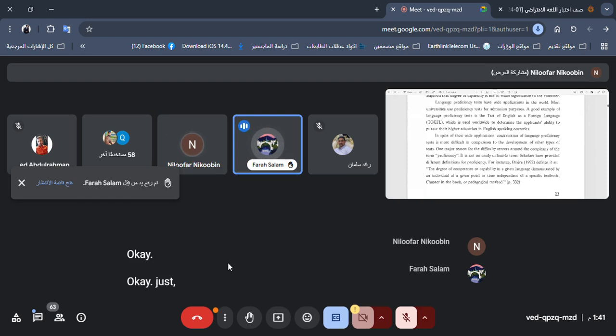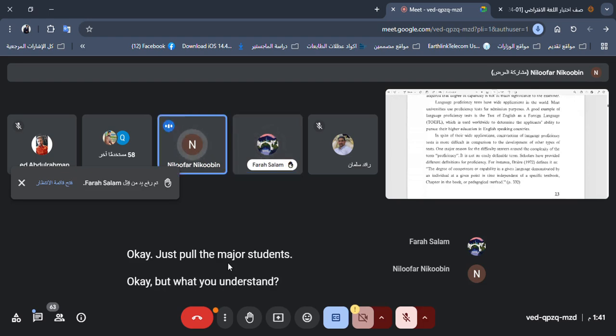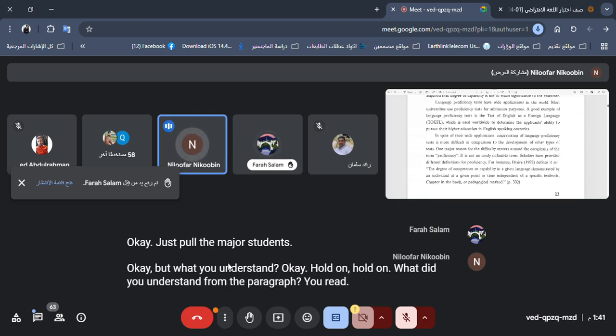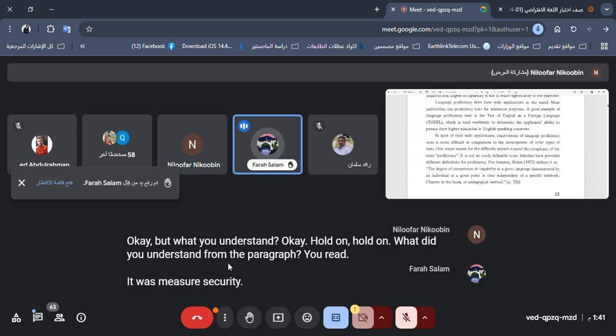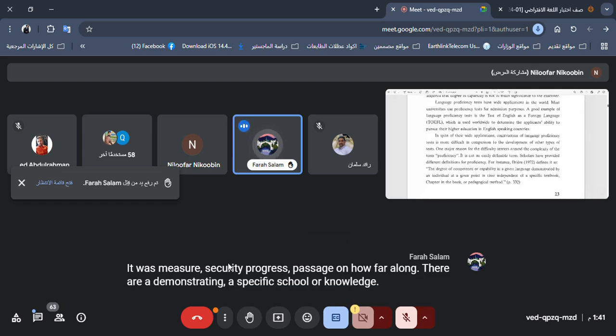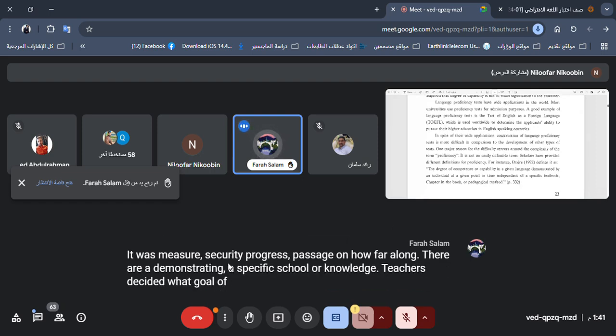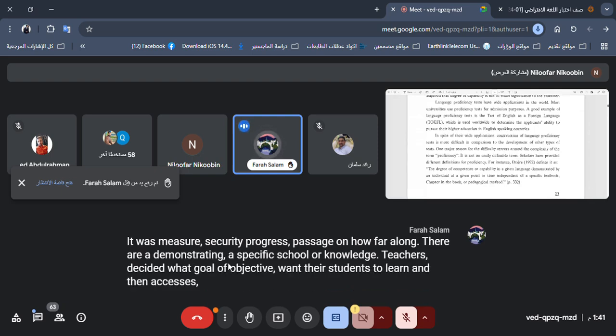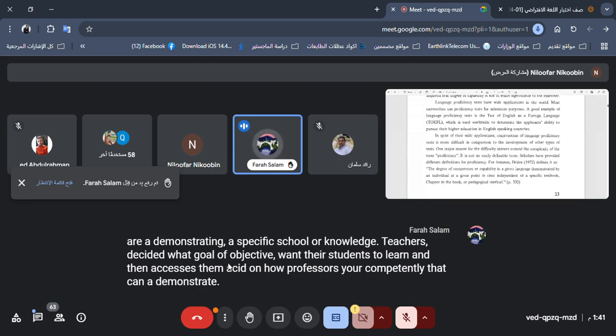Hold on. What did you understand from the paragraph you read? Proficiency schools measure student progress based on how far along they are in demonstrating a specific skill or knowledge. Teachers decide what goal or objective they want their students to learn and then assess them based on how proficiently or competently they can demonstrate that skill.